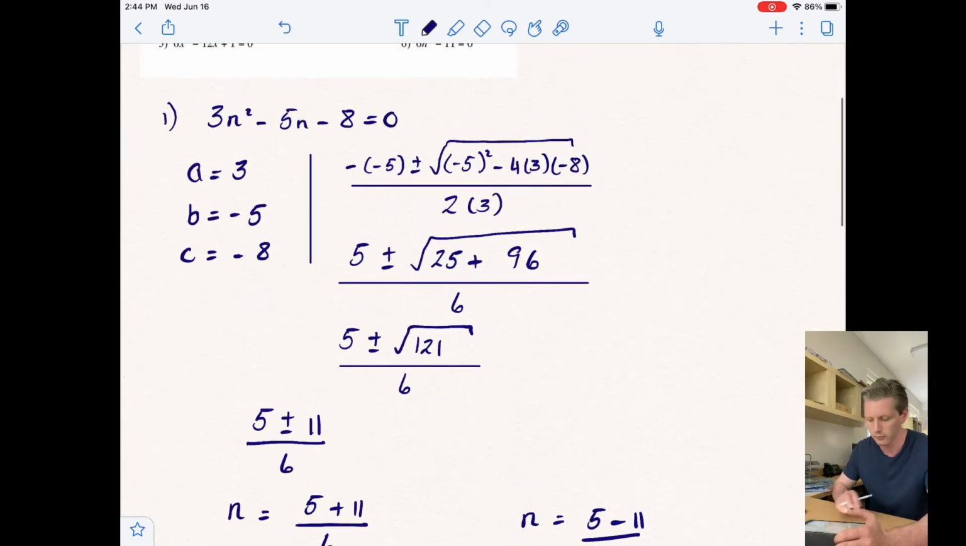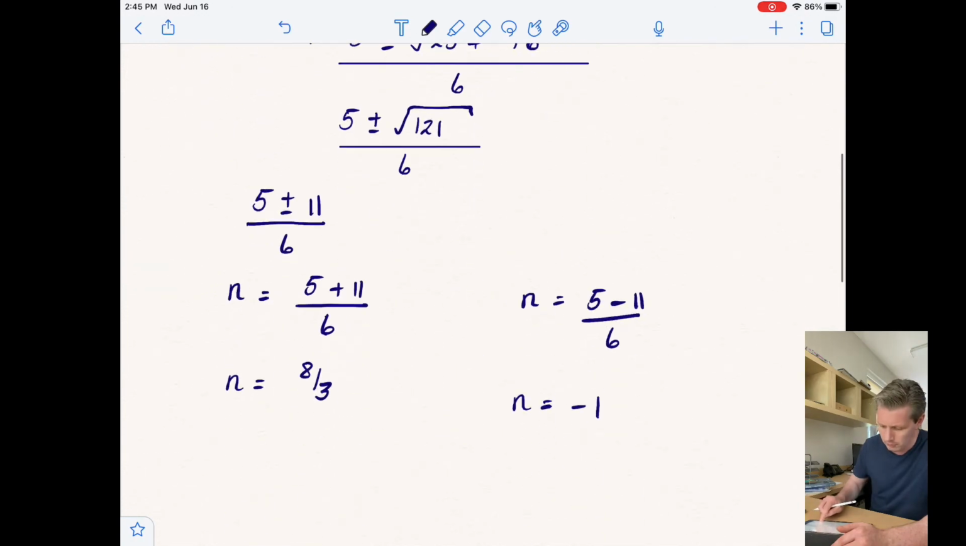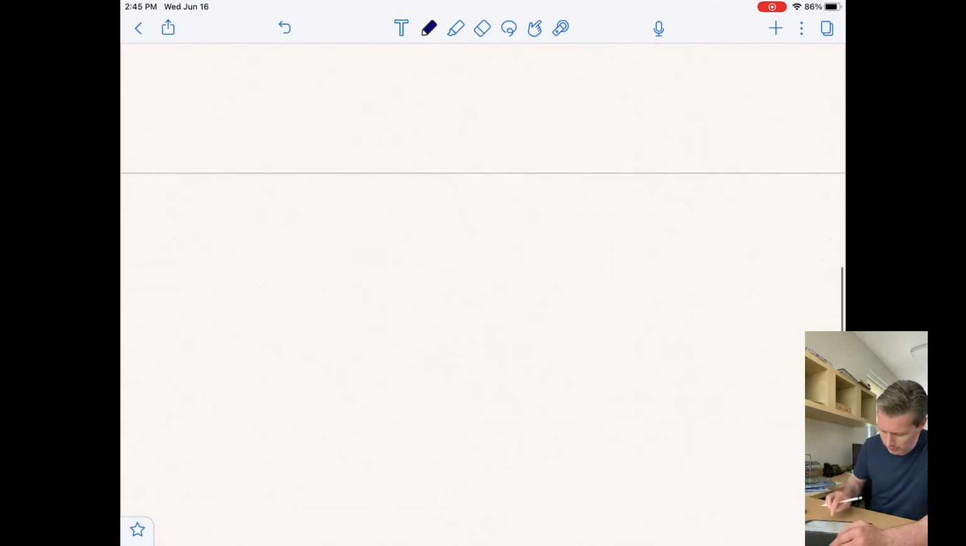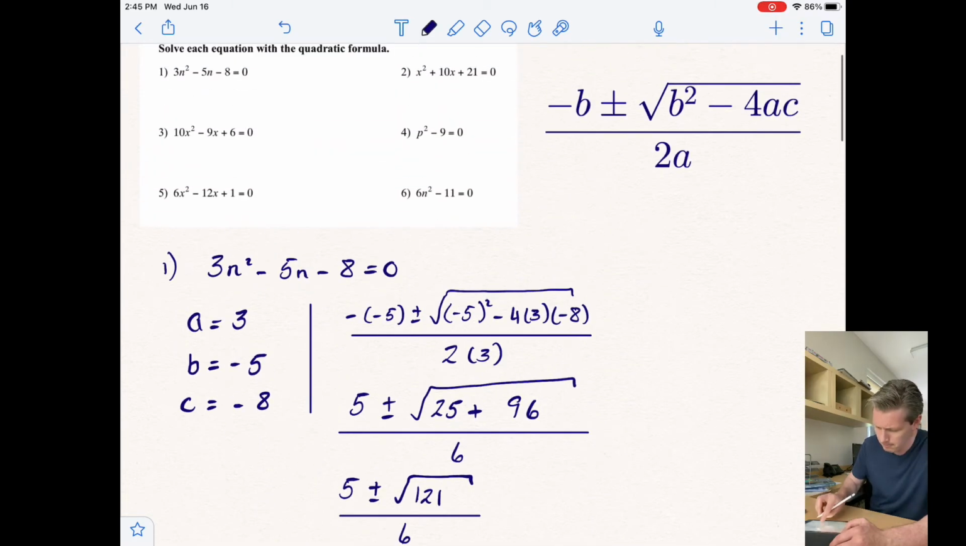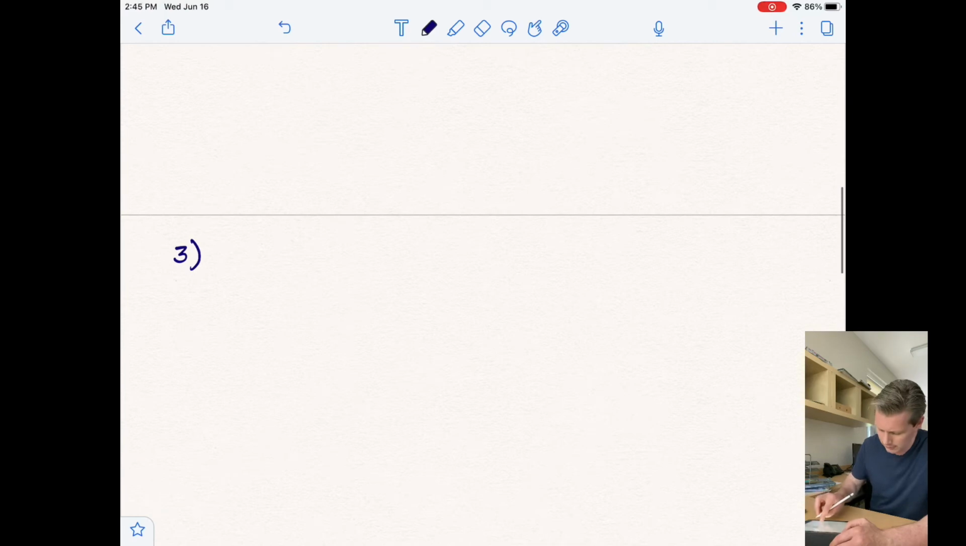Those are the 2 values of n that will satisfy my original equation, 3n squared minus 5n minus 8 equals 0. So that's the first one, using the quadratic formula. Let's move on. I think I said I'll do number 3 next. Number 3 is 10x squared minus 9x plus 6 equals 0.